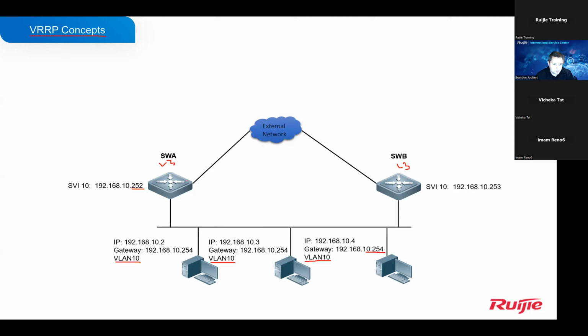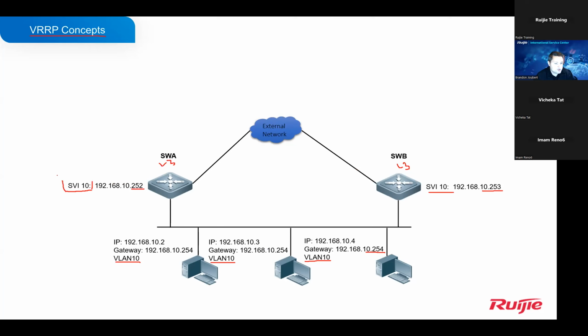This one is 10.252 and this one is 10.253. So that means they will be configured in a VRRP group. What's important to note for VRRP backup groups to actually work is that they have to be in the same network and same broadcast domain. So they have to be on the same VLAN and they have to have IP addresses within the same subnet.